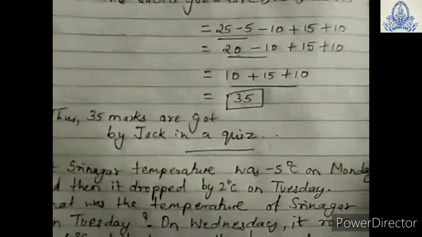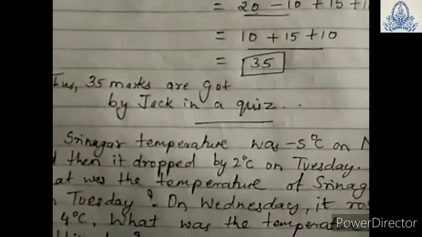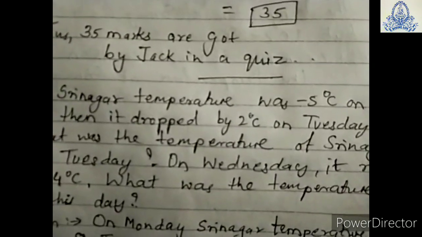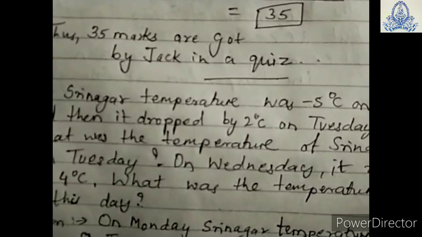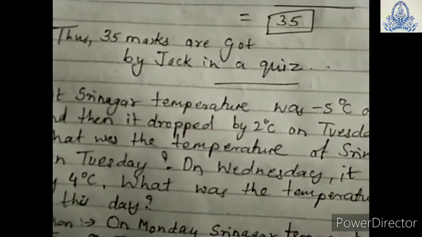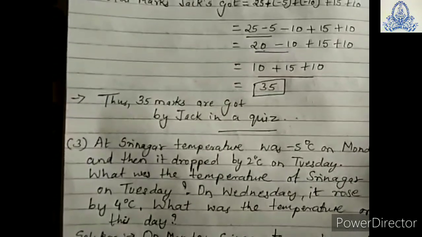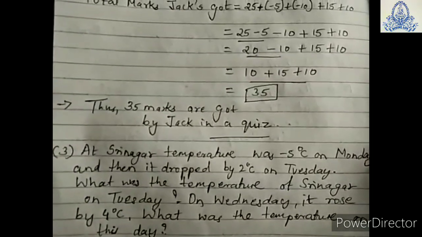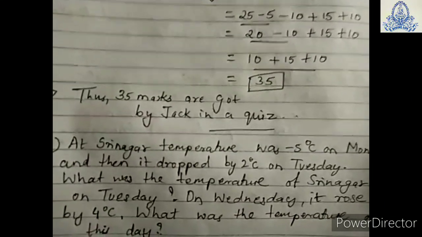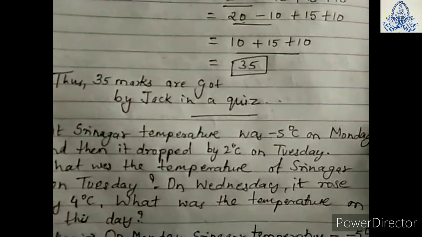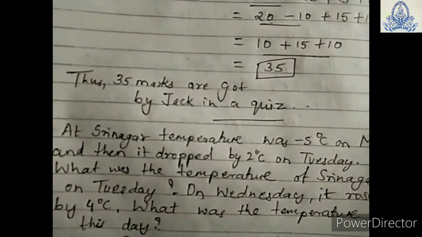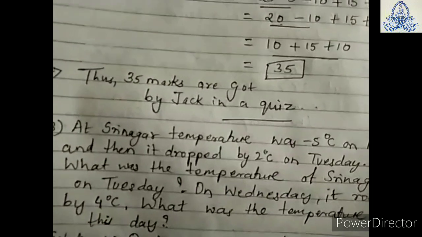Here the situation given is that on Monday the temperature of Srinagar is 5 degrees Celsius. On Tuesday, the next day, the temperature dropped by 2 degrees. On Wednesday, the day after Tuesday, the temperature rose by 4 degrees Celsius. Here students, you have to understand that a drop in temperature means it is minus, and a rise in temperature, you must be knowing, is a plus.